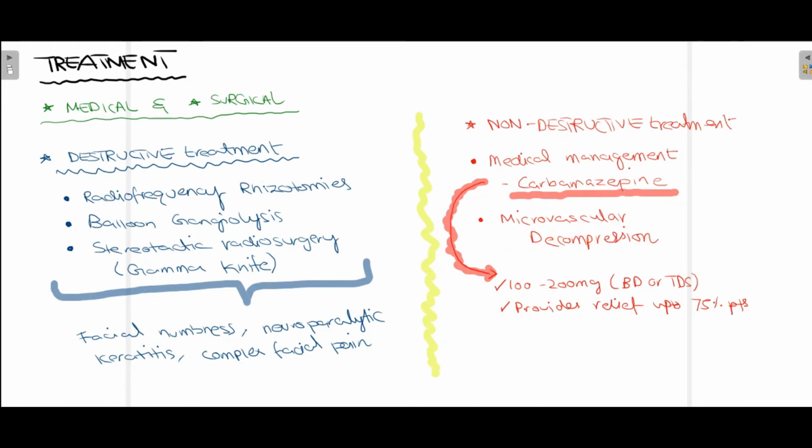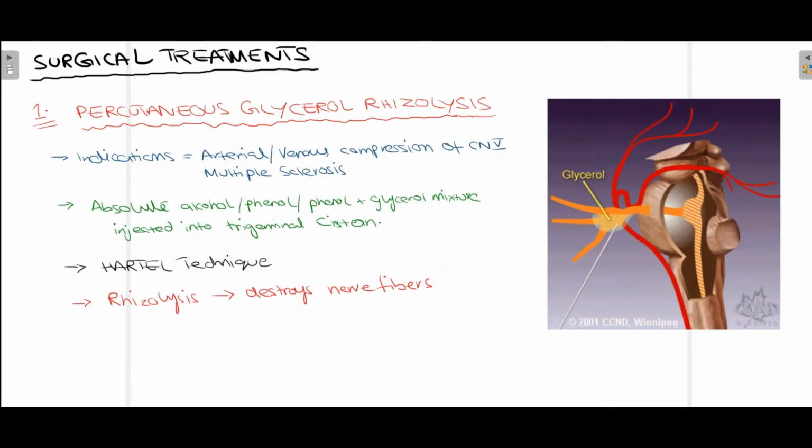Now let's talk further about different treatment options for such patients. Let's talk about the first surgical treatment option that is available for such patients. It's percutaneous glycerol rhizolysis. What do we mean by this? This treatment option is most commonly indicated for patients who have arterial and venous compression of the trigeminal nerve and also in multiple sclerosis patients. These are the two main indications for using percutaneous glycerol rhizolysis.